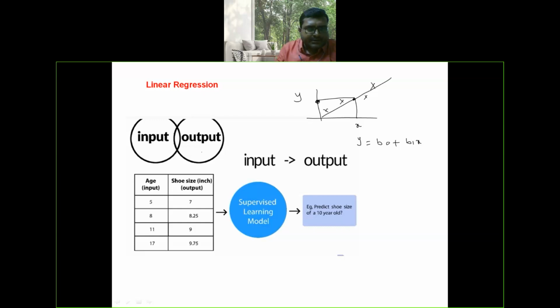That is here, age 5, 8, 11, 17. What is the shoe size? 7, 8.25, 9, 9.75. Now here, what is the shoe size of a 10-year-old boy? For that, what we have to do is, we have to draw the scatter diagram, need to draw the best fit regression line. Based on the regression line, we have to predict the dependent variable.